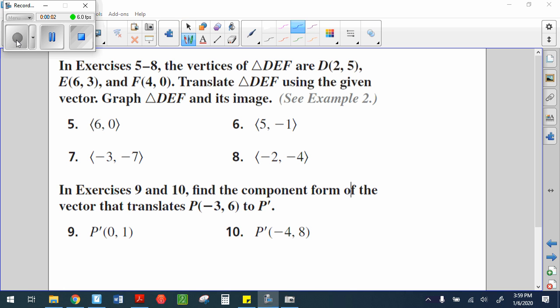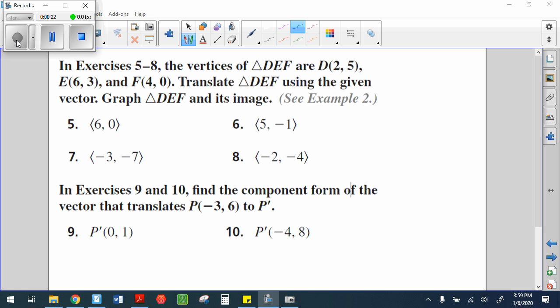Okay, this is the homework from page 178 in the book. I'll try to do one video for numbers 5 through 10. So next says 5 through 8 says the vertices of triangle DEF are given, and then translate by the given vector, 5, 6, 7, and 8.